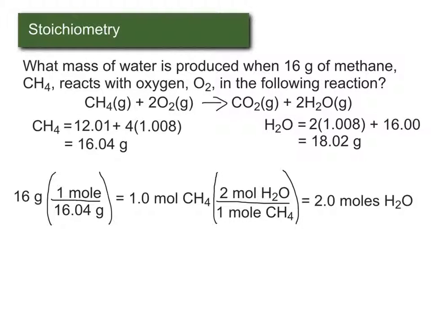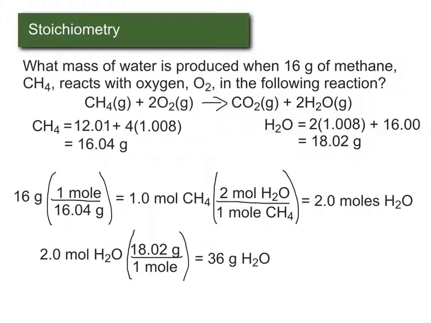Now that we know that we have 2 moles of water, we're going to multiply that by the conversion factor where we have grams on the top, because grams is what we're trying to find. So we're going to do 2 moles times 18.02 grams divided by 1 mole, and that's going to give us 36 grams of water. That's the mass of water that's produced when 16 grams of methane reacts.